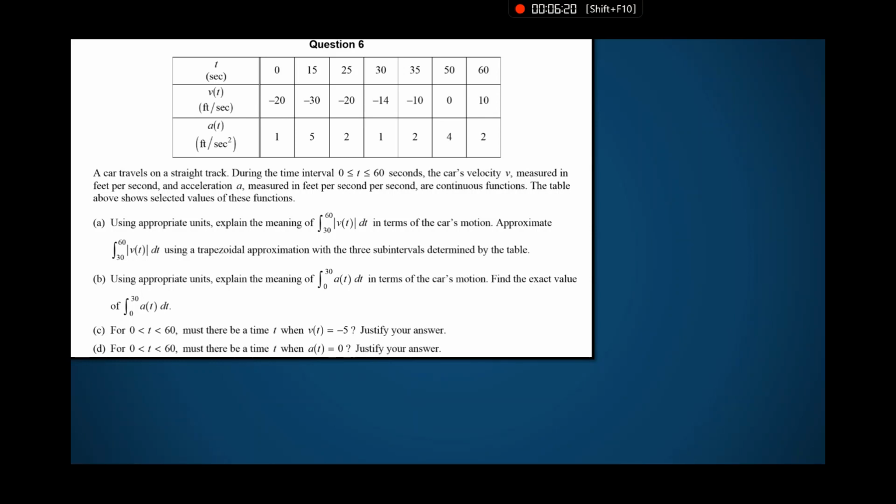Okay, so we've got a car that's traveling on a straight track from 0 to 60 seconds, the velocity in feet per second, and acceleration in feet per second squared are given in the table. We're told that they are both continuous functions, and we've got values at different times for those functions. First thing they want us to do is to estimate the value of the integral from 30 to 60 of the absolute value of v(t) using a trapezoidal approximation with three subintervals determined by the table. What do I have to do?